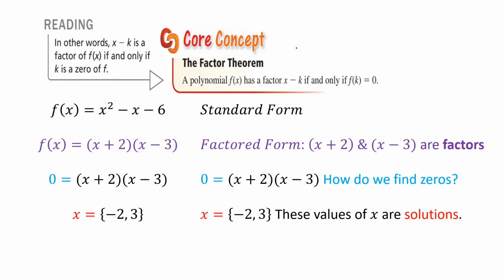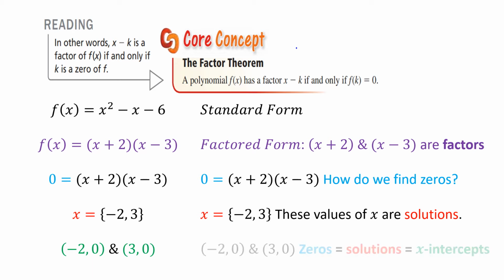Well, where do these points exist on the coordinate plane? We have points at negative 2, 0 and 3, 0. So we can talk about the zeros being synonymous with the solutions being synonymous with the x-intercepts. They all come from the factors. In this case, x plus 2 leads us to negative 2 being a 0, being a solution, being an x-intercept. Same discussion with 3. It's really a vocabulary understanding.